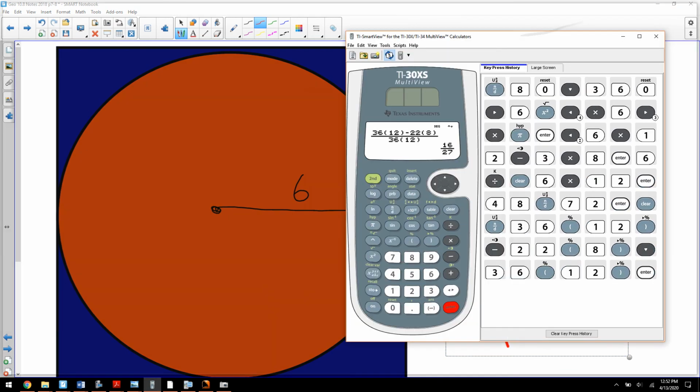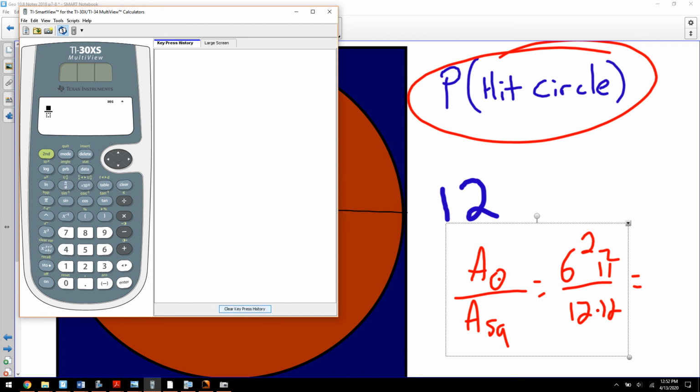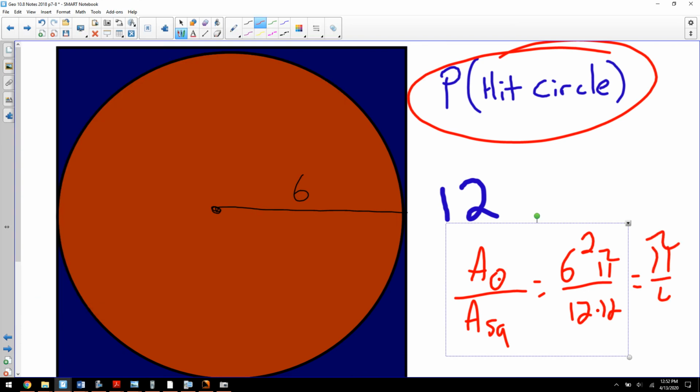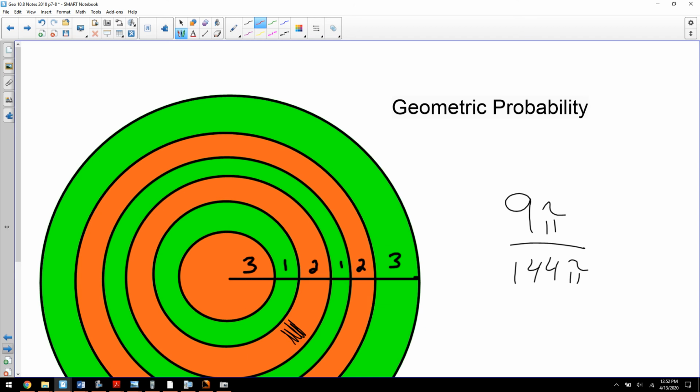Move this over here for right now. Go to a new, clear it. I'm going to go to a new fraction bar. 6 squared pi over 12 times 12. Now, with some of these things we're dealing with pi, sometimes it might give you an answer in terms of pi, sometimes it might give you a decimal. In this case, it gave me the answer in terms of pi, which is pi over 4. Now, if you're not sure if that's actually a correct decimal, if it's between 0 and 1, just hit the double arrow button, and you'll see that it is between 0 and 1. You should be okay. I don't think we have to do that.